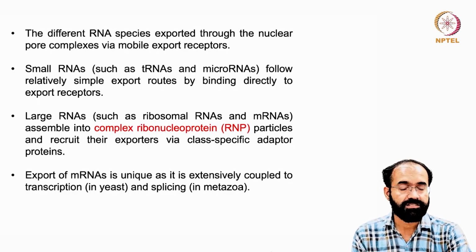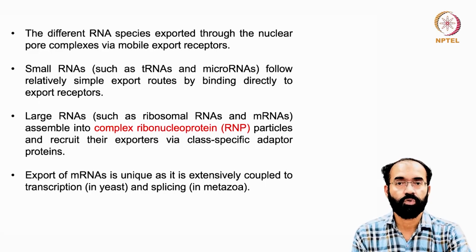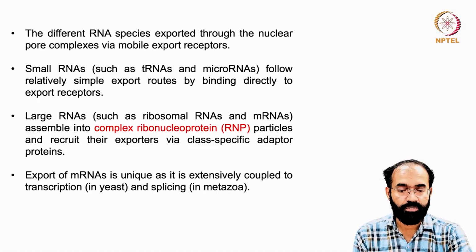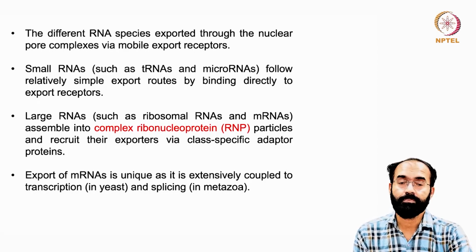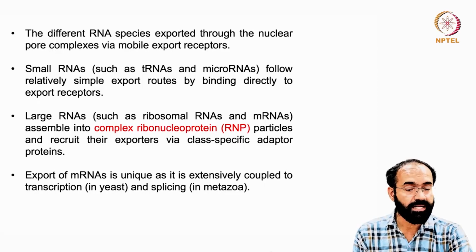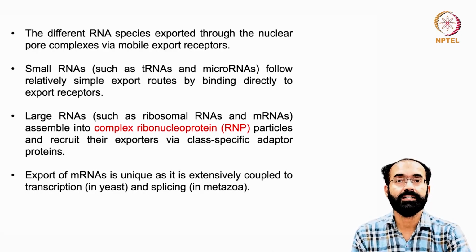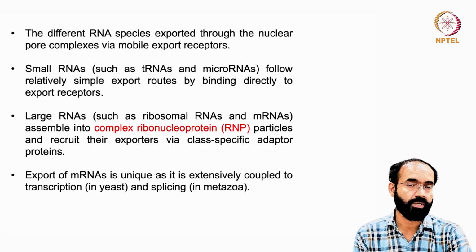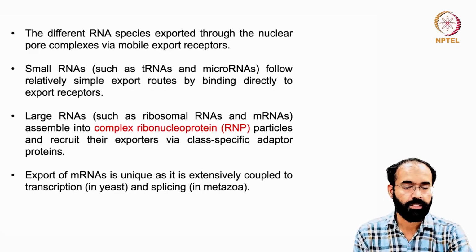Small RNAs such as transfer RNA and microRNAs follow relatively simple export routes by binding directly to the export receptors. Large RNAs such as ribosomal RNA and mRNAs assemble into complex ribonucleoprotein particles to recruit their exporters via specific adapter proteins. That is case by case. They have unique dedicated protein species both in the nucleus and as interacting proteins in the nuclear pore complex.